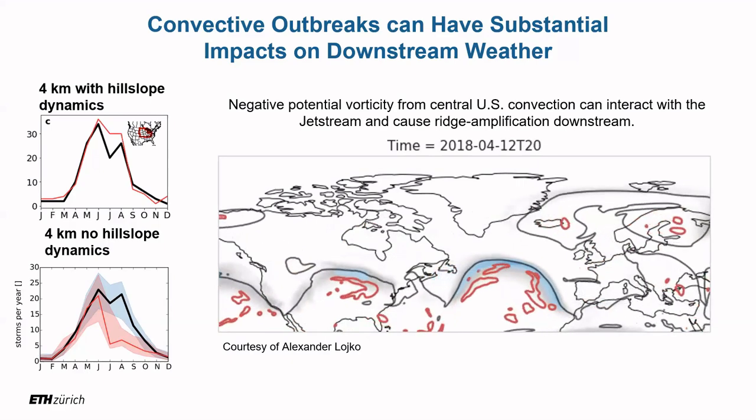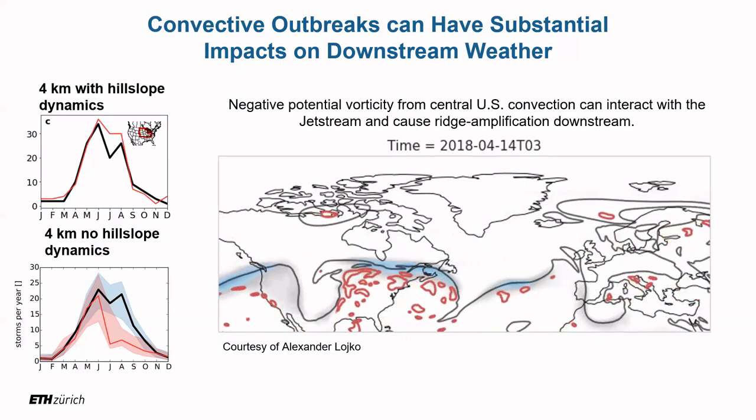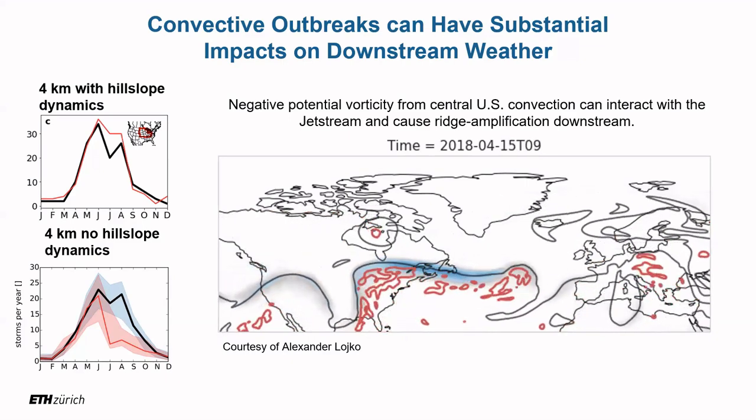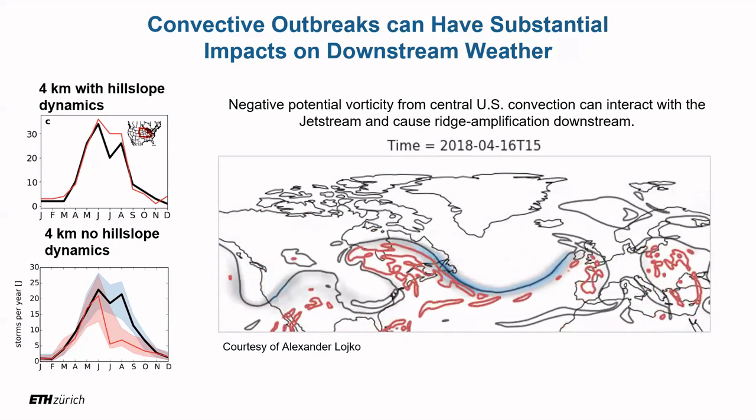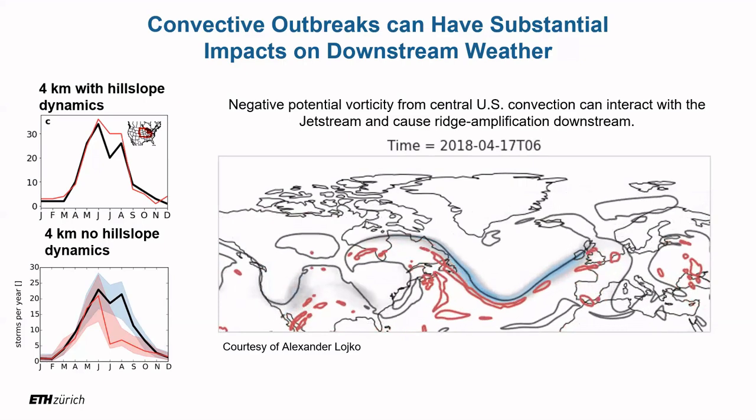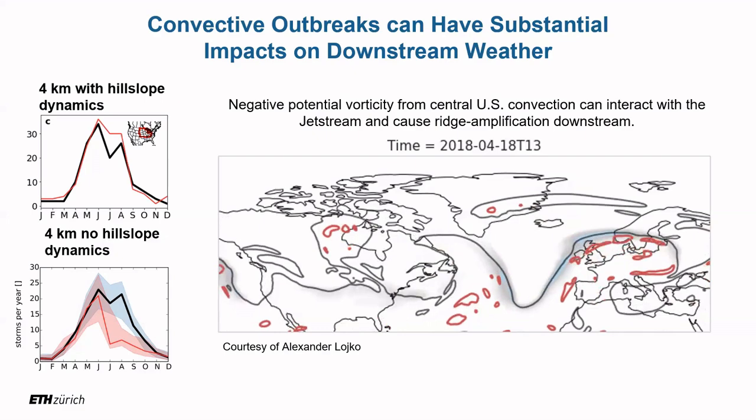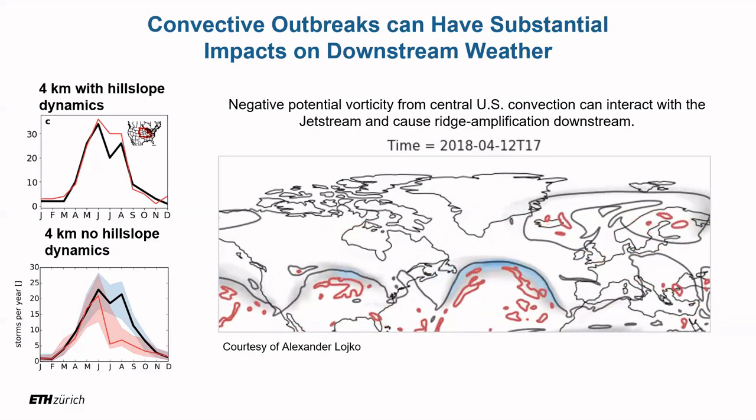What you can see here, the red lines, is negative potential vorticity. You can see a convective outbreak happening in the US. So lots of these red lines, these were very heavy convective storms in the US. And then you see an anticyclonic wave breaking over Europe. So this was causing a heat wave in April in Europe, caused by very vigorous convection in the US.